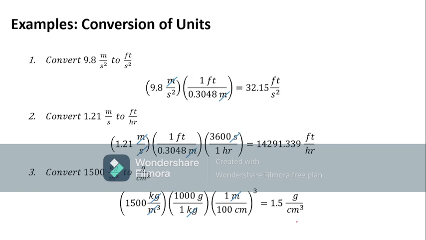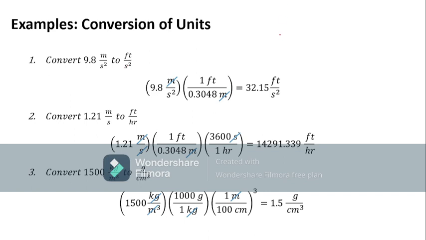Now, let's convert 9.8 meter per second squared to feet per second squared. So, how are we going to convert this? Kung ganito yung conversion natin, meter per second squared and feet per second squared, kung parehong per second squared to, hindi natin i-convert yung second squared. Ang ko-convert lang natin yung meter to feet.